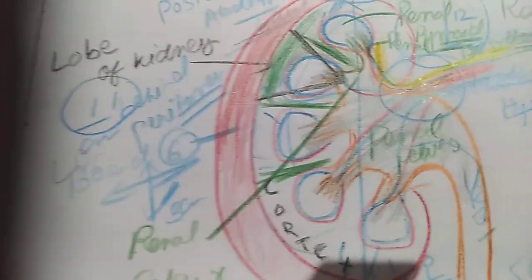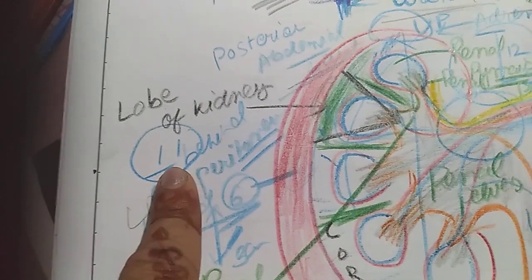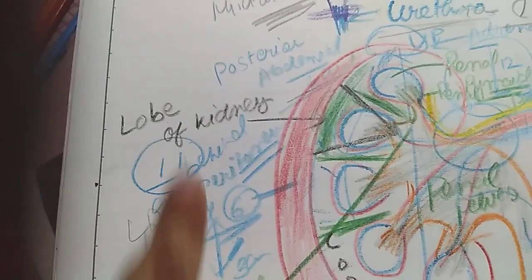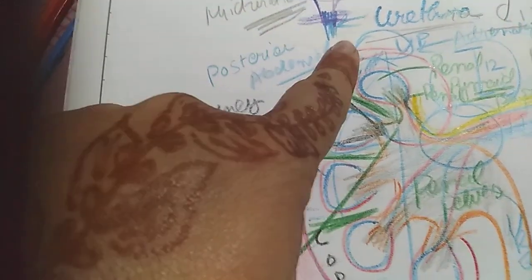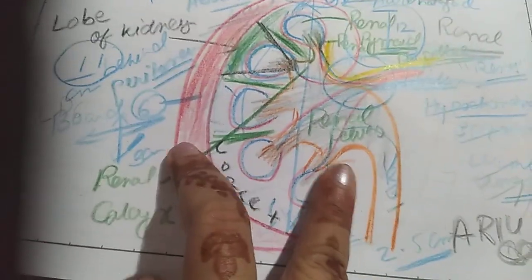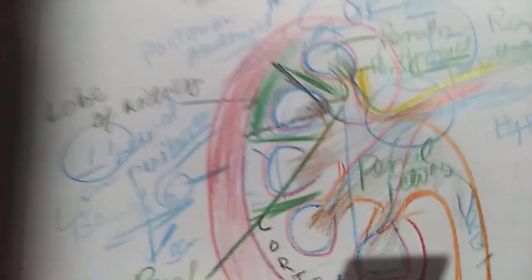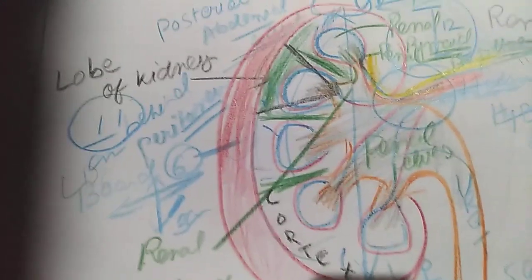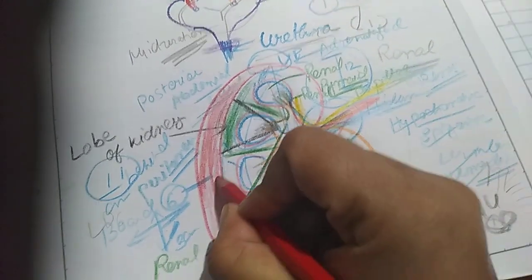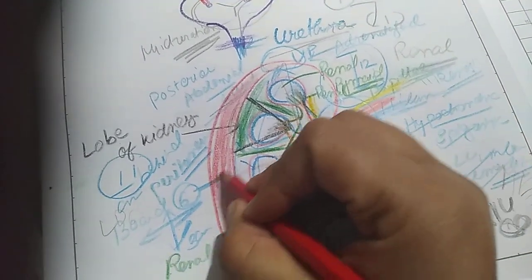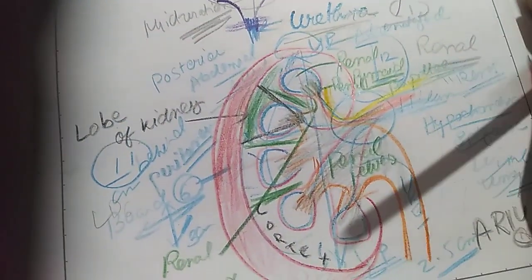Now, if we come to the size, the kidneys are approximately 11 centimeter long. What is the length? Approximately 11 centimeter. What is the breadth? The kidney's breadth is 6 centimeter. And what should the thickness be? 3. So what is the dimension of the kidney? Length 11 centimeter, breadth 6 centimeter, and thickness 3.